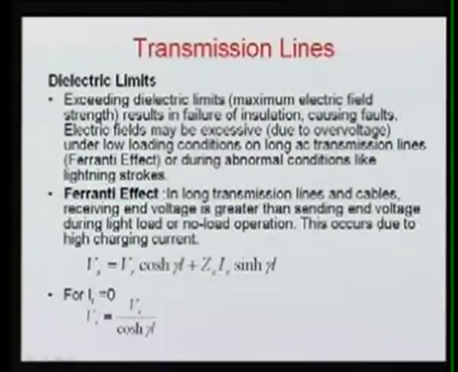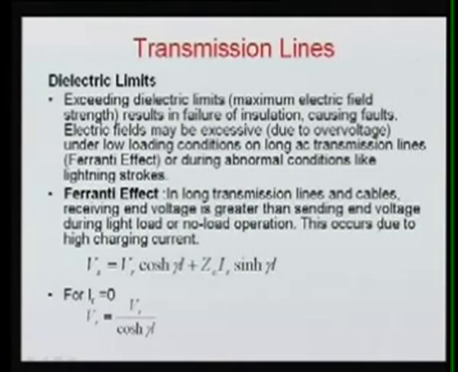Another limit is the dielectric limit, and that is basically nothing but the voltage limit. Exceeding the dielectric limit, the maximum electric field strength, results in the failure of insulation, causing faults. Electric fields may be excessive due to various reasons. Reasons may be over voltage, and that over voltage may be due to two reasons. One is the low loading or no loading condition in the AC transmission system, and that is called the Ferranti effect. I will discuss the Ferranti effect. Or during abnormal conditions like lightning strokes, or due to faults. So we may observe over voltages.